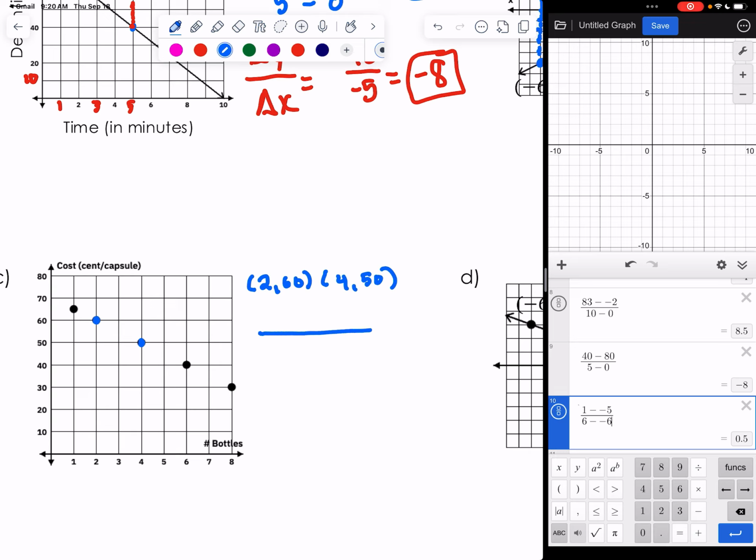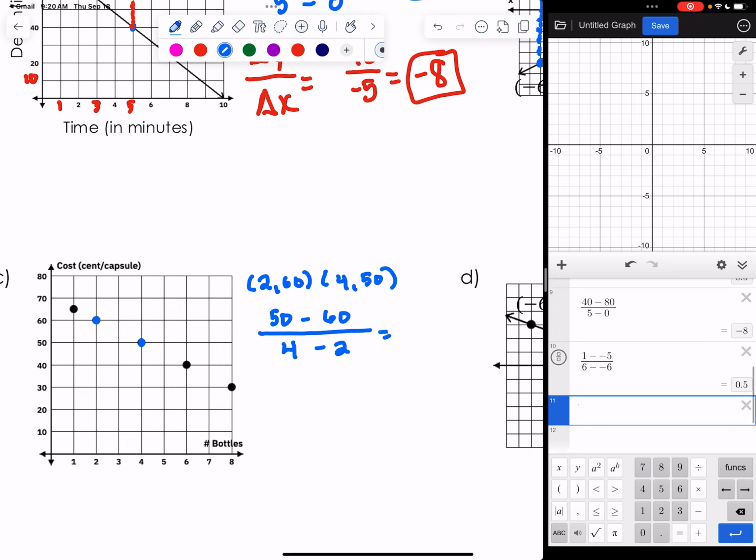So to find my slope, I'll take the second y, which is 50, subtract the first y, which is 60, over the second x, which is 4, minus the first x, which is 2. Now come over here to my calculator, hit the division symbol, 50 minus 60 on the top, and on the bottom, 4 minus 2. And that reduces to a slope of negative 5.